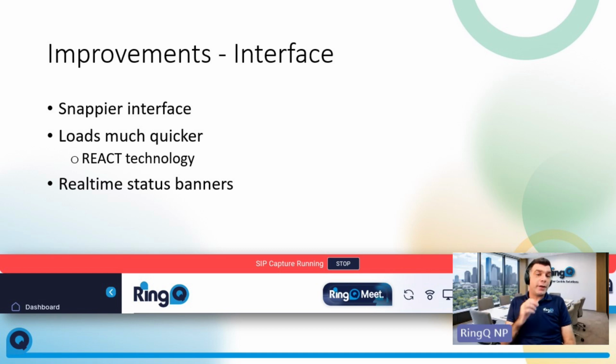We have also introduced real-time status banners. Going back to what I mentioned with the debug mode, that would show a banner similar to the one you can see on the screen. It is the same one as for the SIP capture as well. So if you are doing a capture and a debug, you will see both of them at the same time. It is a real-time status indicator of what you're doing. You can start the debug, start the capture, and then stop them one at a time and download them immediately through your browser, making it really, really simple for you to use RingQ.